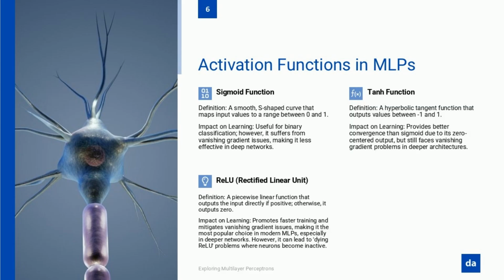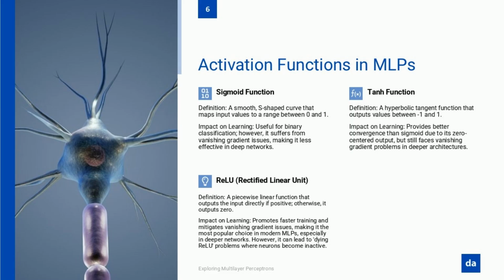Of course, nothing is perfect, and ReLU has its own issue. Sometimes neurons can get stuck with a value of 0 and never activate again. This is known as the dying ReLU problem, and it can lead to dead neurons that contribute nothing to learning. To fix this, researchers introduced variants like leaky ReLU, which allows small negative values instead of outright zeroing them out.